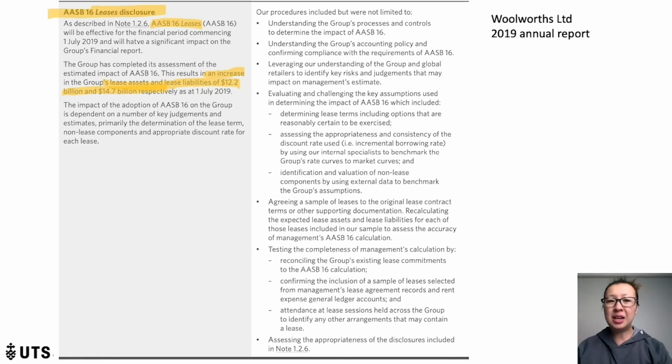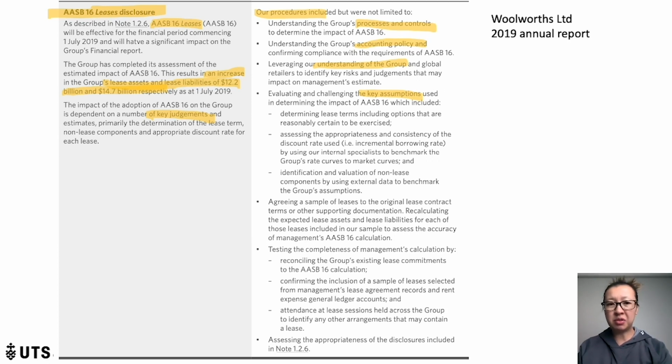So they've said here, this is a big thing. There's a lot of key judgments that come into play. So here's what we did. Here's our procedures. We looked at a process. We looked at accounting policies. Now you'll notice that the structure is sort of the same. They've talked about understanding processes and controls. They've talked about accounting policy. They've talked about making sure they understand the business, that we looked at any assumptions used.